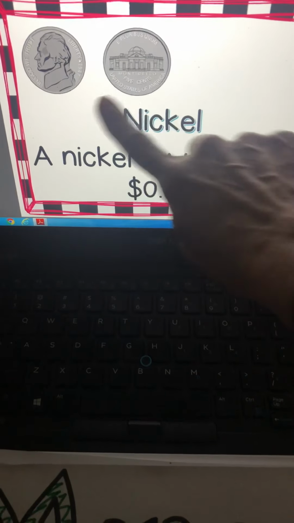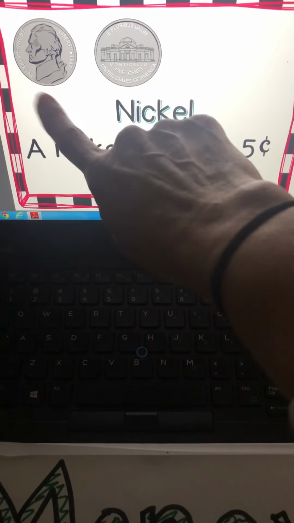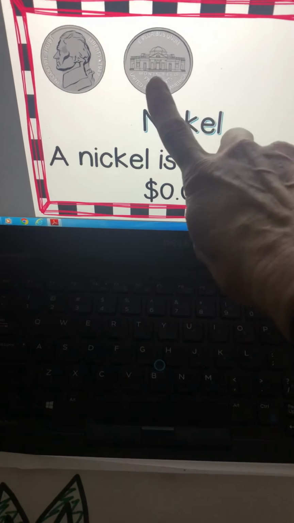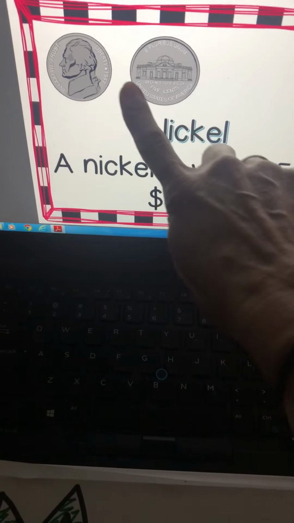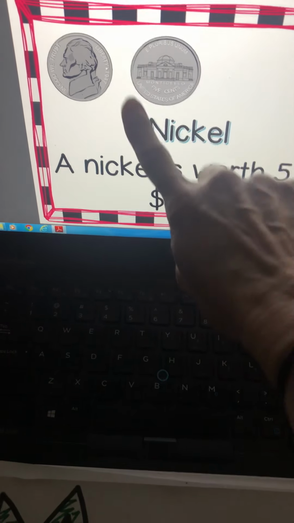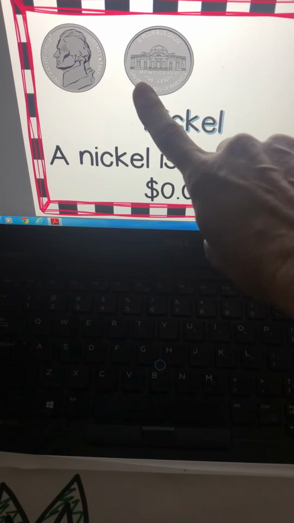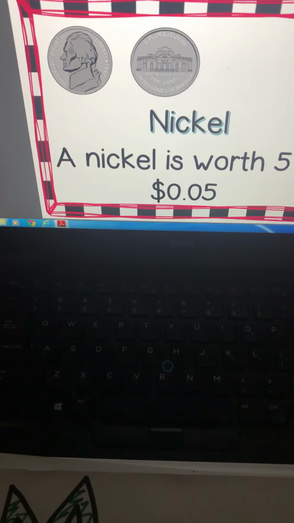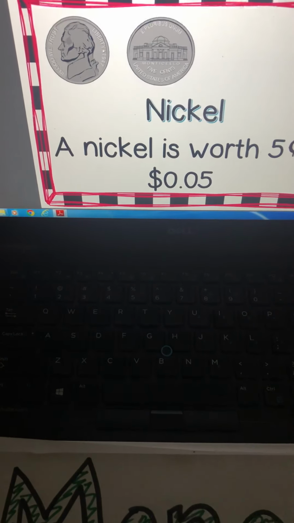On the head side of our nickel, we have Thomas Jefferson. And on the back side of it, we have his home called Monticello. So it looks like a building, a structure. And again, on the back side, you see it written out in words, printed 5 cents. So that's a really good indicator. His head is also facing towards the left.